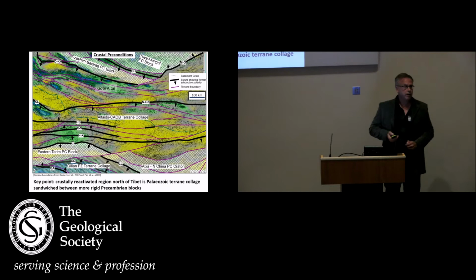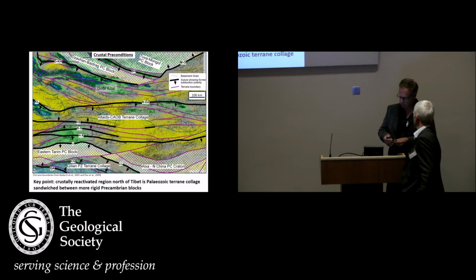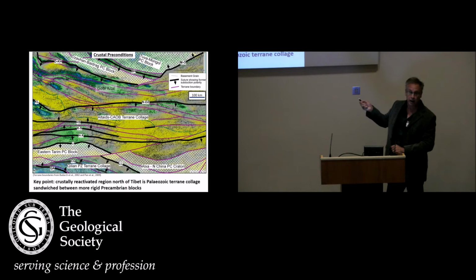So one thing we should notice here, though, is that this area of the Gobi Corridor is sandwiched between... Great, thank you. So what we have here under Hangai is the Zavhan Bajrang block. These actually have Archean basement.